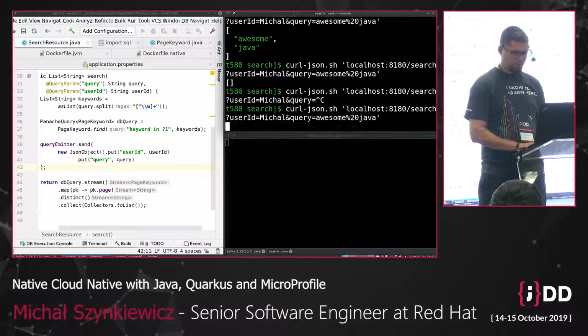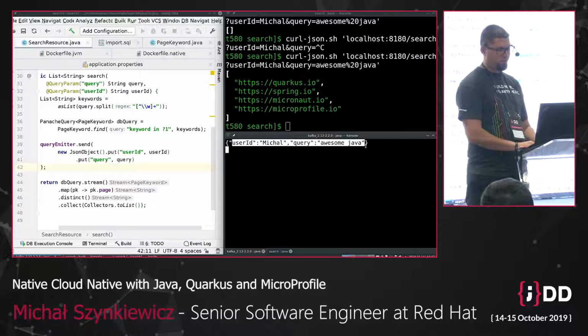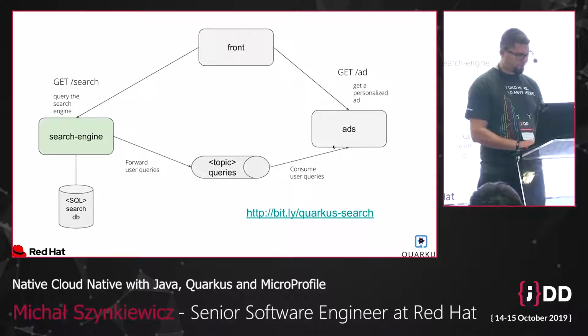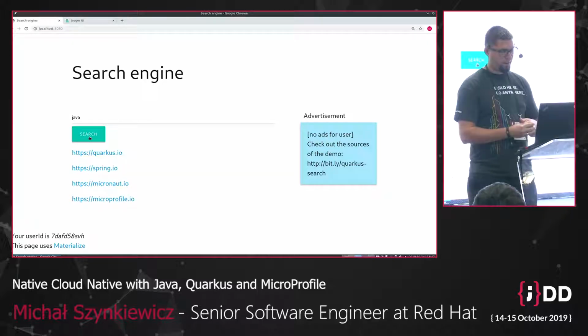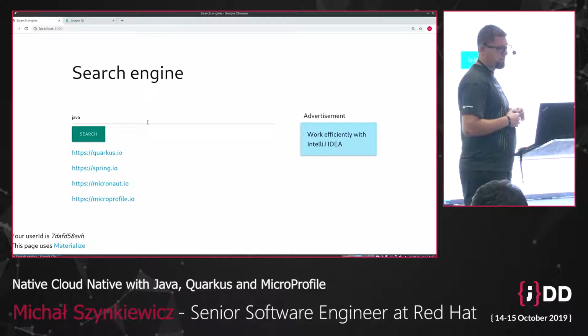Let's try again the same thing that we did before. As you can see, the Kafka console consumer showed that user ID Michał queried for awesome job. So this is this part. And now let's see here if it started working. So let's query for native. Okay, the results are the same, so it doesn't really matter. But let's query for Java. And as you can see, different advertisements started showing up here.